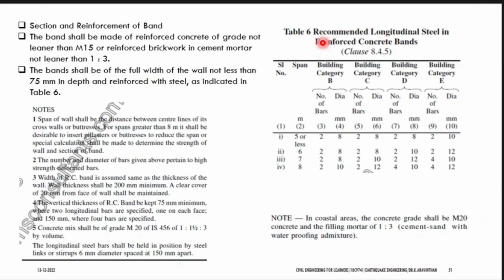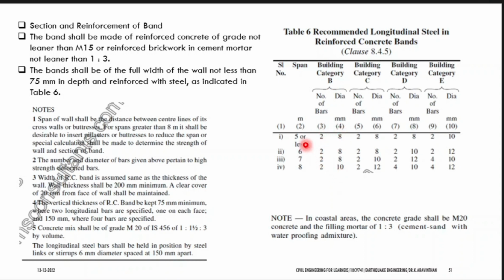So what is table 6? They have given recommended longitudinal steel in concrete bands. If your span is 5 meter, 6, 7, 8. What is span? Distance between the two supports. If you are under building category B, 2 bars are required. 2 number of 8 mm dia bars.